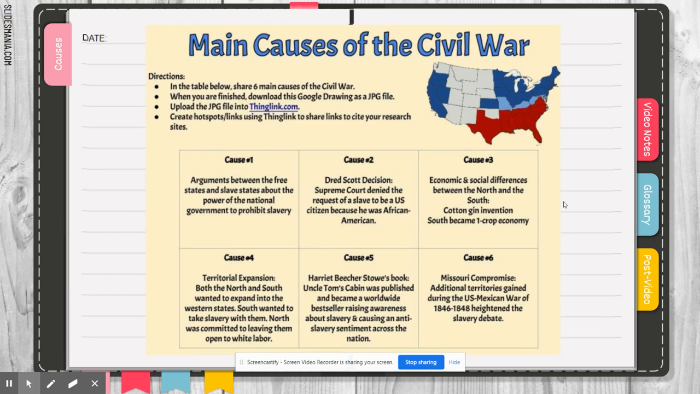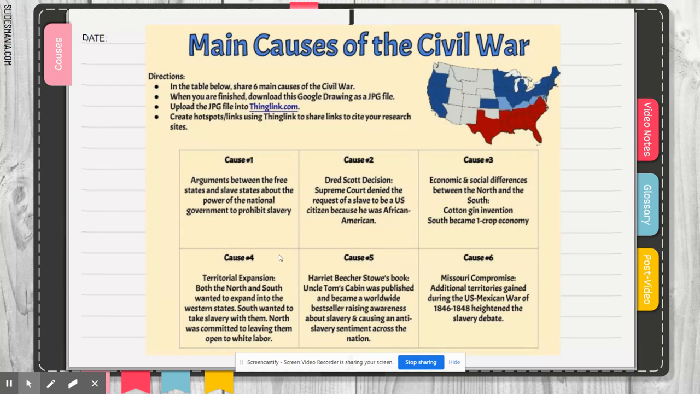The Dred Scott decision, which we talked about already: the slave that had lived in a free territory but was denied his freedom because he was black and he had no civil rights at all in this country. Number three, economic and social differences. This is what we put on our sectionalism posters. This was a cause of the war. There are so many different belief systems going on in our country between North and South and even the West. So that's going to be a cause.